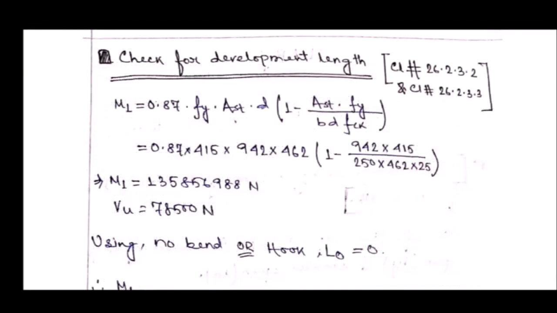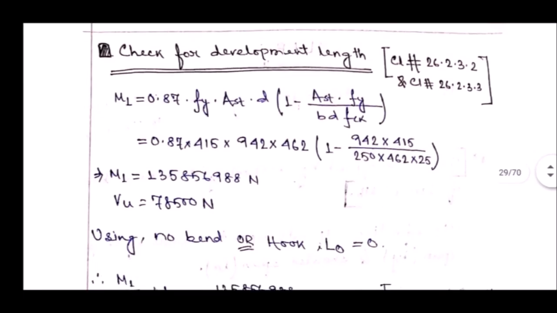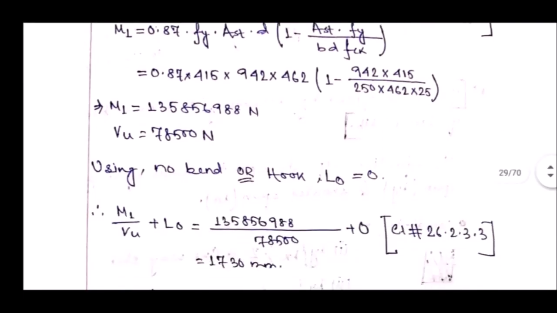To find the value, first find the value of M1, that is equal to 0.87 Fy Ast into d within bracket 1 minus Ast Fy by b d fck. You know the value comes from Annex G of IS 456-2000. If we put every value here, we get the value of M1 moment, that is equal to 135856988 Newton mm, and the value of Vu we already have, that is equal to 78,500 Newton. In this case we assume that we use no bend or hook, so L0 is equal to 0.